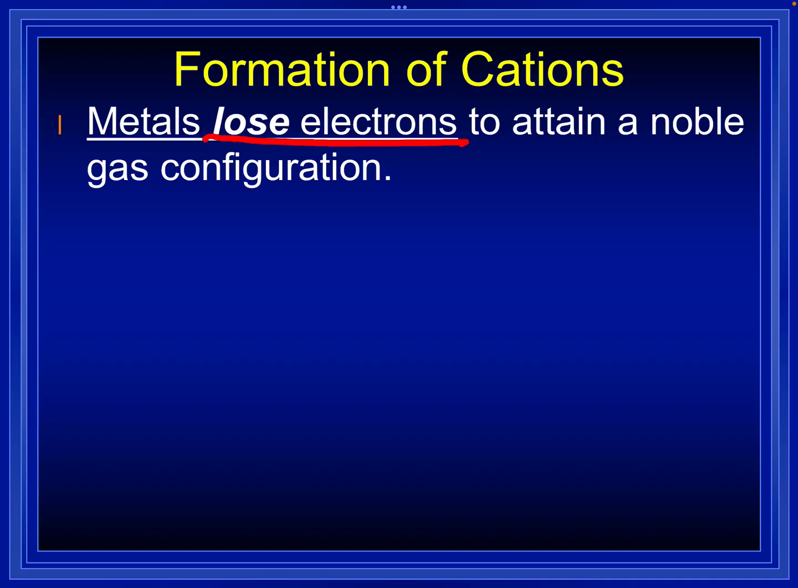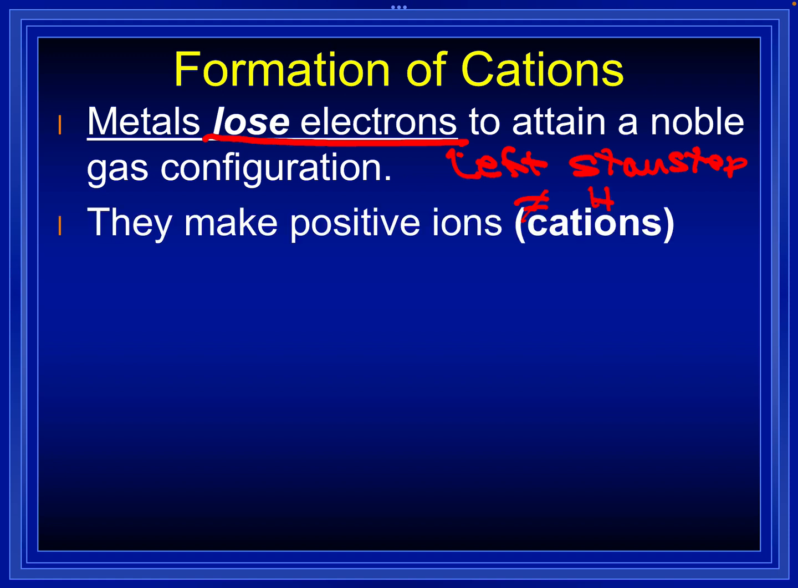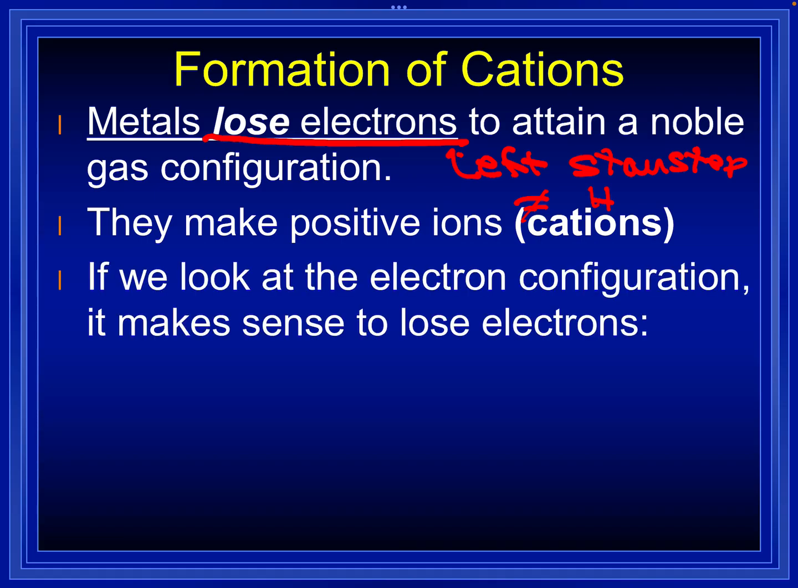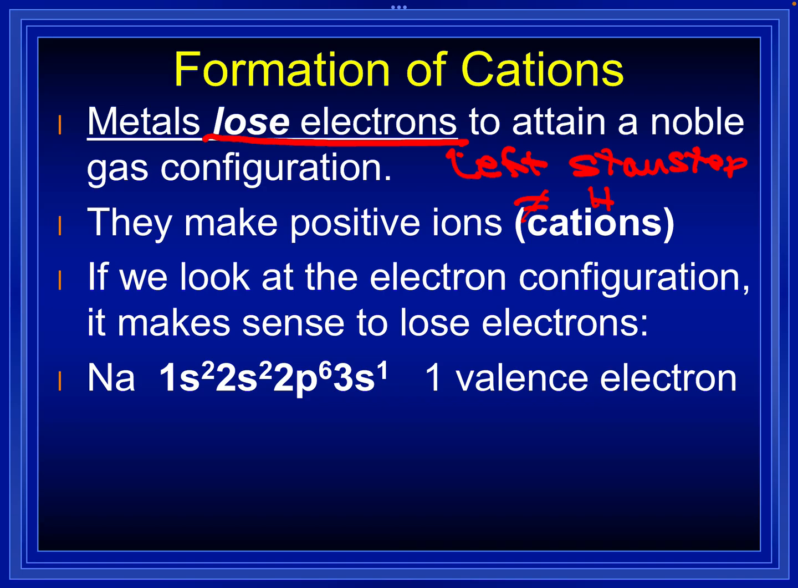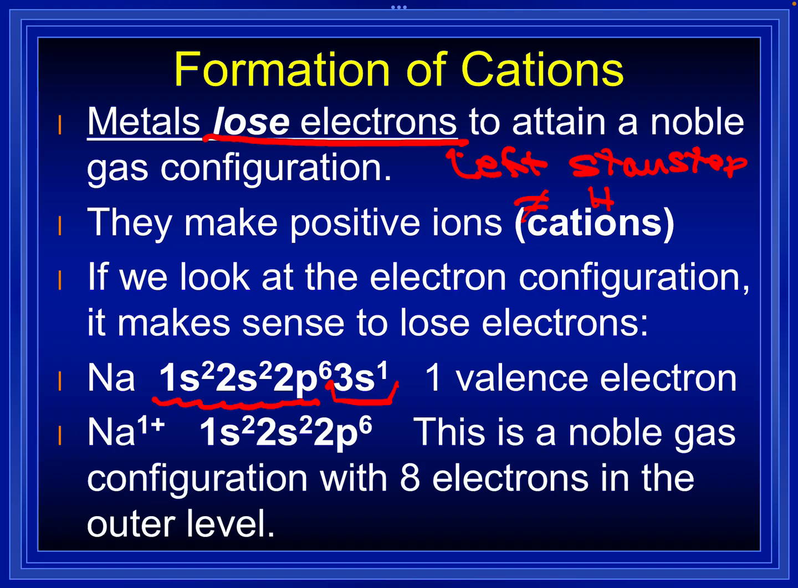Metals are losers, and they're left of the stair step, except hydrogen. They make positive ions. And let's take a look at sodium. If we look at sodium, we can see that the loss of this electron will result in a valence shell that is isoelectronic with neon.